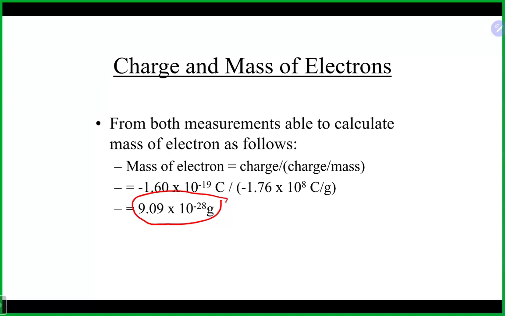So far, the two things you do need to kind of know again are: Thomson's cathode ray tube got the charge to mass ratio of an electron. Millikan's oil drop experiment got the charge. Using both of those experiments, the mass of an electron was able to be determined.